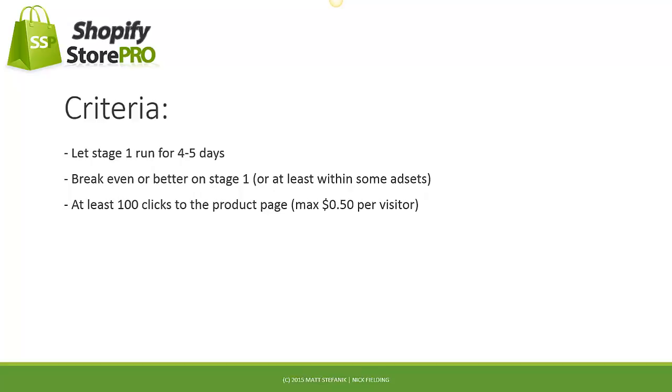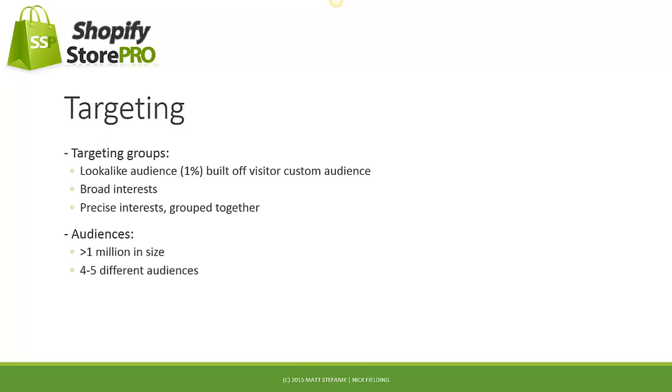So given that we have all of these things in place, how are we going to target for stage 2? Well, the first thing we're going to do is build a lookalike audience, a 1% lookalike audience, which is the smallest and tightest targeted of all the lookalike audiences. We're going to build that audience off our visitor custom audience. And we know already that will have at least 100 people in it, because the criteria for progressing to here was to have at least 100 clicks to your product page. So make sure that your visitor custom audience has at least 100 people in it. If it does, you will be able to create your lookalike audience. If it's less, you will not.